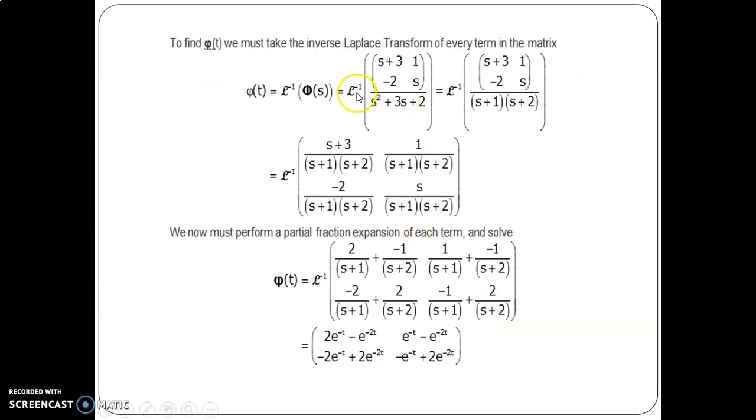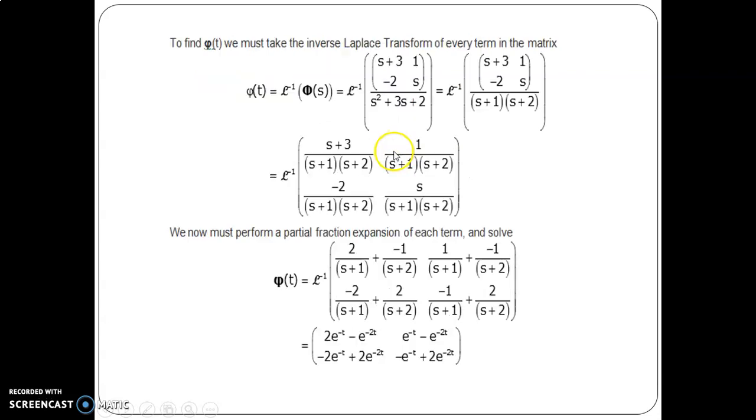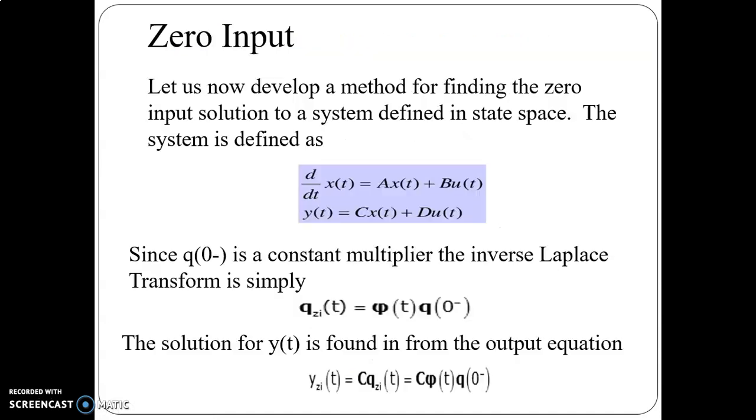Then take the Laplace inverse of this. How do you take the Laplace inverse? Divide your matrix by the denominator polynomial for each element, so your equation is like this. In the final step, you take the inverse Laplace transform of each element, and we get the final answer phi of t. That is your STM. Again, in short: first find SI minus A whole inverse, by finding the adjoint and dividing by the determinant. After that, take the inverse Laplace transform of each element. That is your final answer for the STM phi of t.